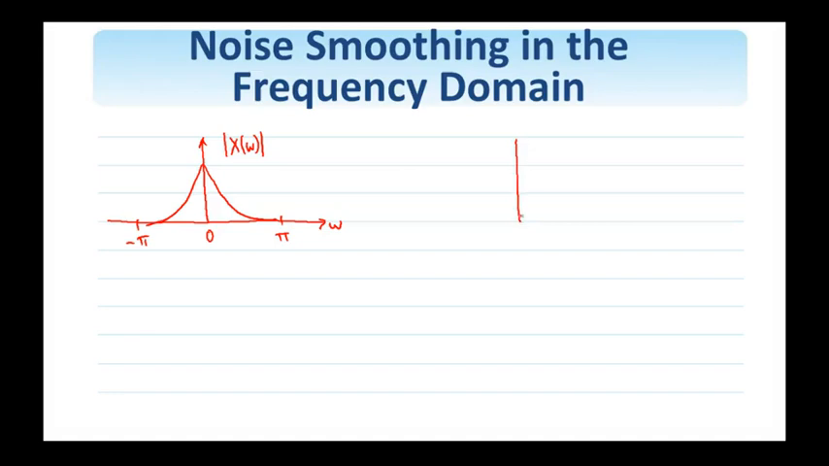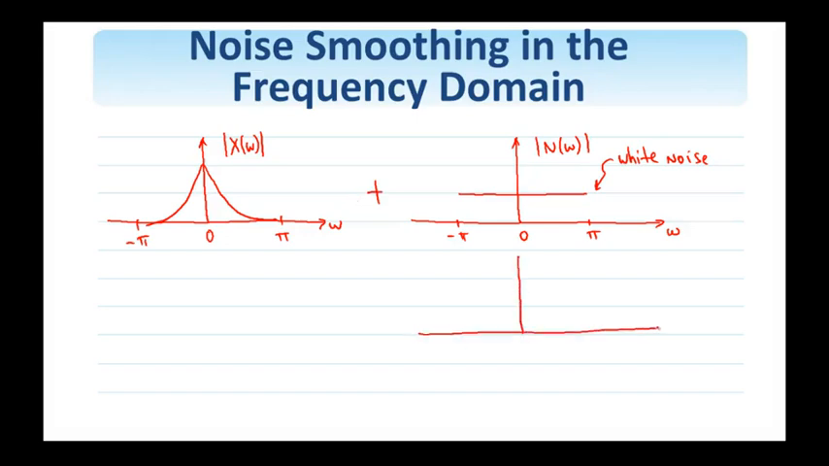Then noise is added to this signal, and the spectral density of the noise looks like this. So it's flat from minus pi to pi, and this is referred to as white noise. All frequencies are equally represented in such a signal. So the noise is added to the signal, and therefore the resulting observed noisy signal image has a shape like this. We take the spectrum and it's kind of put on a pedestal.